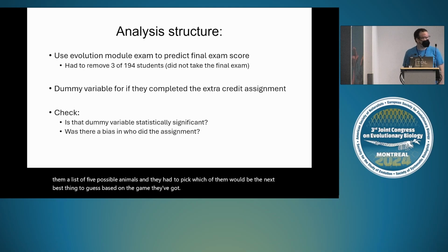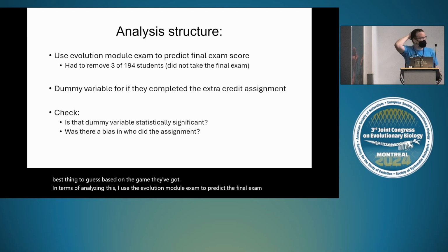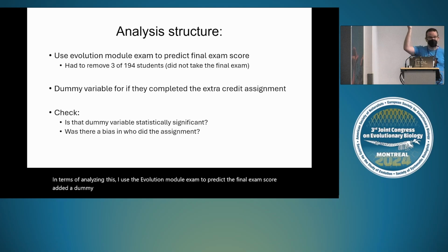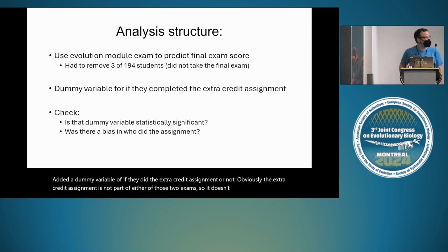In terms of analyzing this, I used the evolution module exam to predict the final exam score. I added a dummy variable of if they did the extra credit assignment or not. Obviously, the extra credit assignment is not part of either of those 2 exams, so it doesn't directly conflict with it. I had to remove 3 of my 194 students because they didn't show up for the final, and so that wouldn't be a good way to include them in the data.